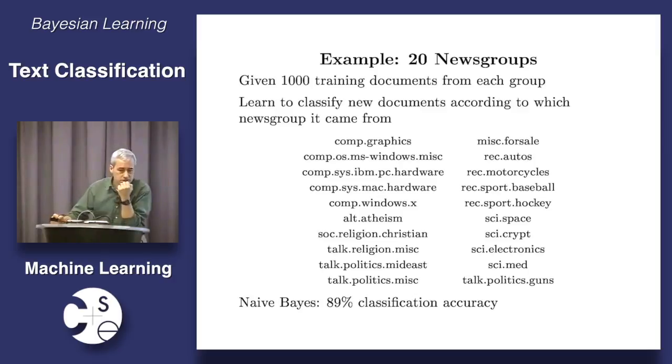Here's a concrete example just to persuade you that this stuff really works. Let's just take 20 newsgroups from Usenet and 1,000 training documents from each one. So this is not a big data problem. This is a small data problem. And here they are, comp.graphics and so on and so forth.